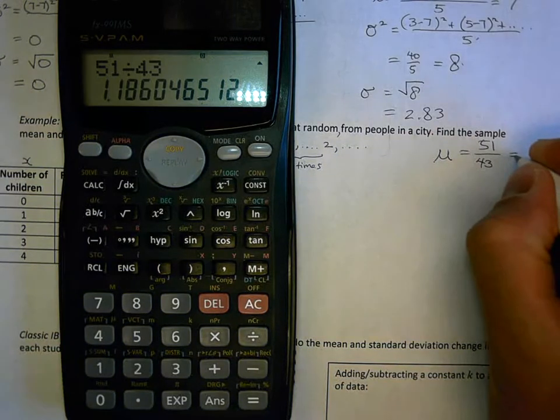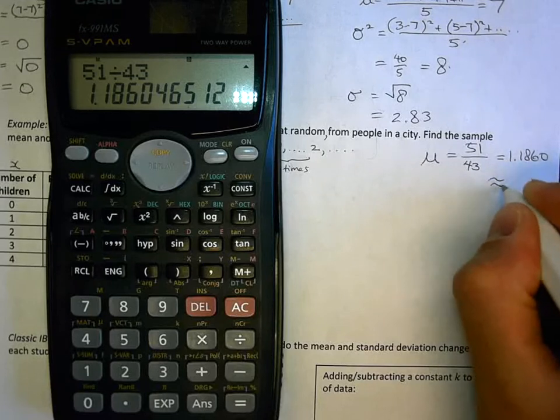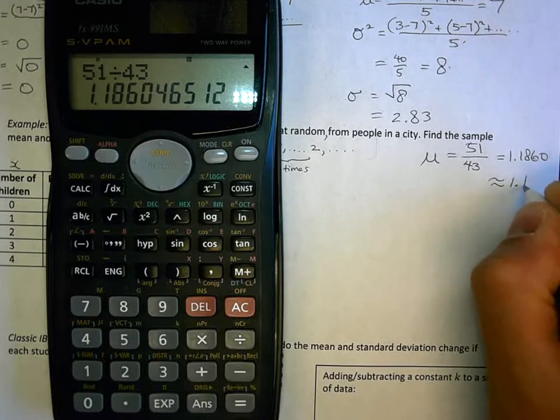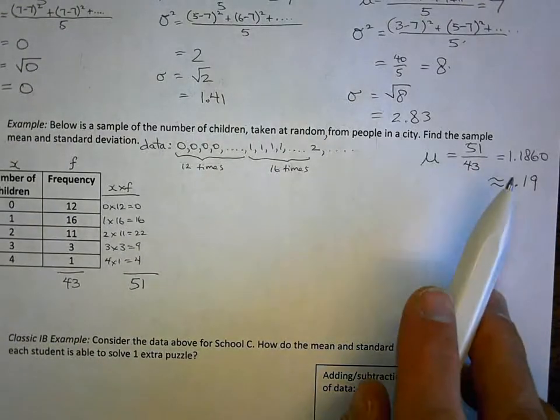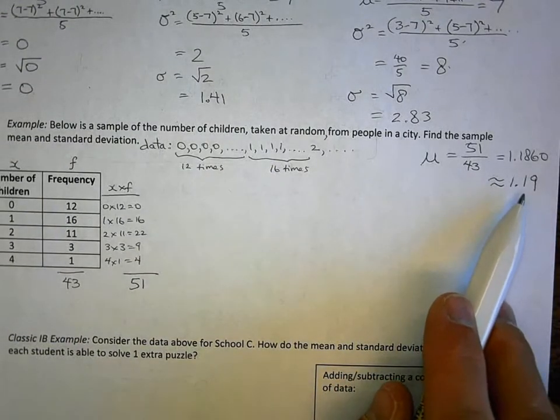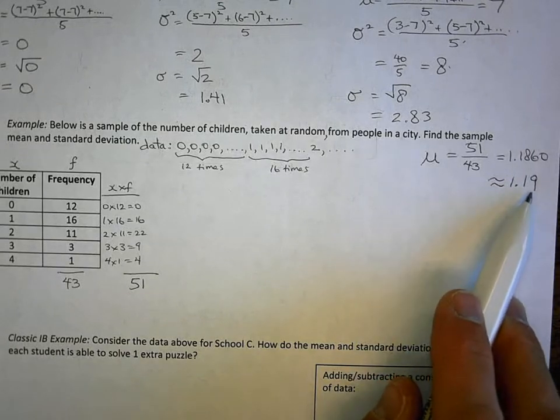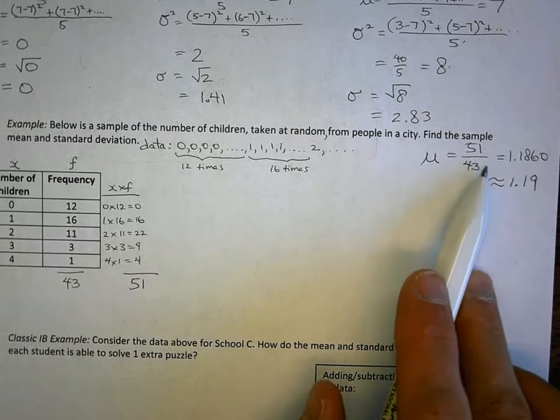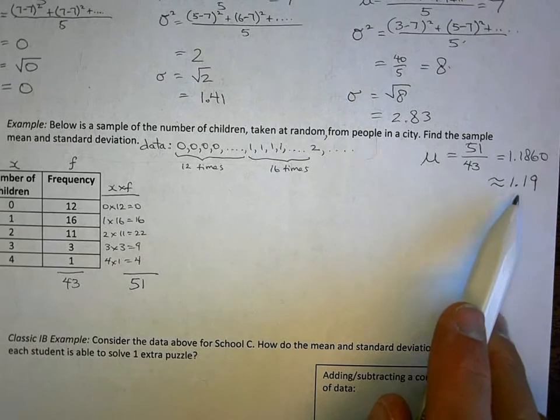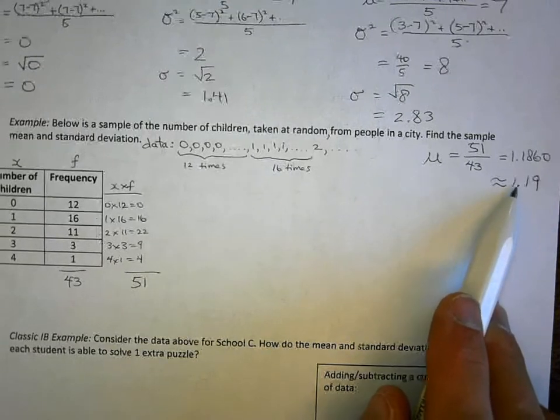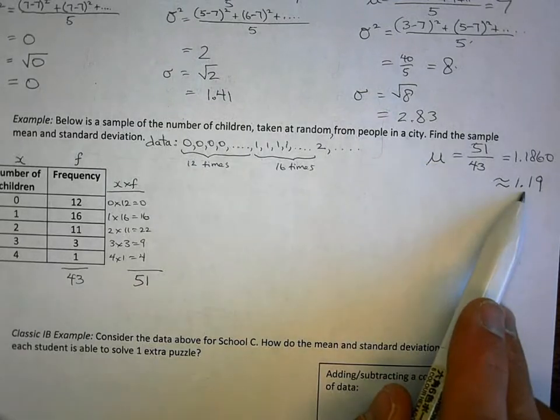is 1.1860, approximately equal to 1.19. That's the average number of children. Now, we can't have 1.19 children. But it's an average, right? So we understand that this means that on average, each person in the city has a little bit over one child. Okay, that's the mean. Also, I rounded to three significant figures.